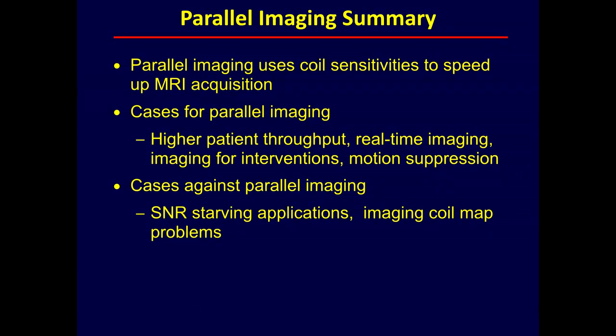But for applications where you can spend a little more time, but you really want to get small voxel sizes where the SNR is going to suffer, then you have to be cautious about using higher acceleration factors. So it's always a trade-off there. You can see that trade-off all the time in clinical applications. Rate 4, rate 3, rate 2, which one should I use? That kind of question comes up all the time.